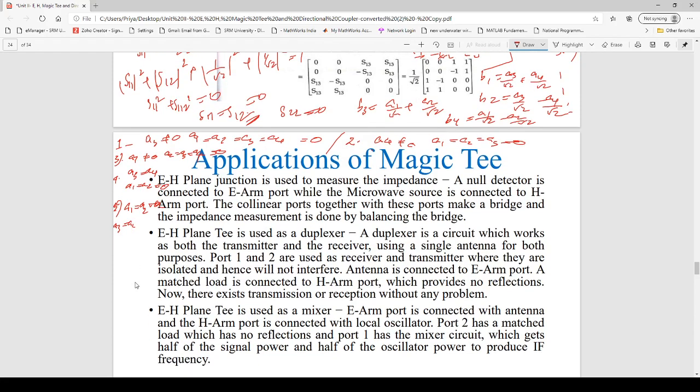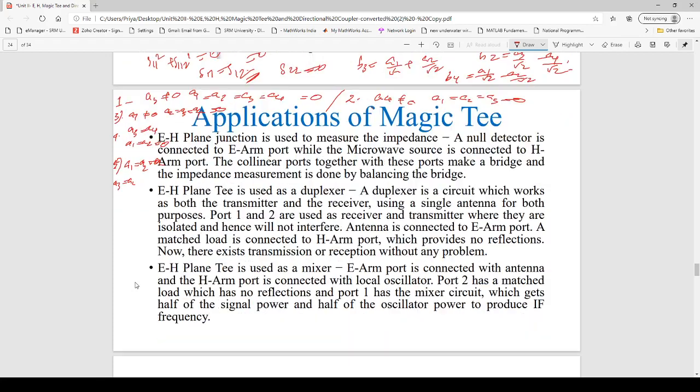In the same way, we can use this as a mixer, because I have the E-plane and H-plane properties, addition and subtraction. You can check whether it satisfies that property. So your magic T can be used for measuring impedance, as a duplexer, and as a mixer. So that's all about your magic T.